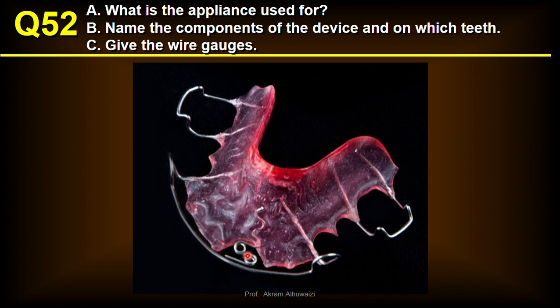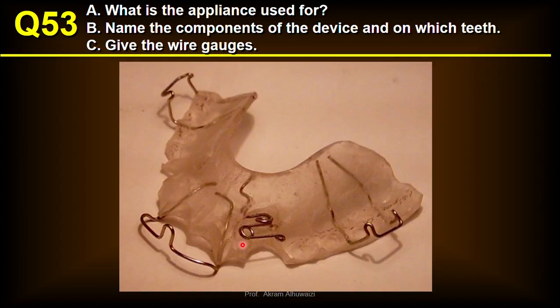Name the components of the device and which teeth they're seated on. On the 6s, there's Howdy arches on both 6s, Adam clasps, and there's a Howdy arch, and there's a Z-spring on the central. The gauge of the wire is 0.7, 0.7, 0.5 mm hard stainless steel wire.